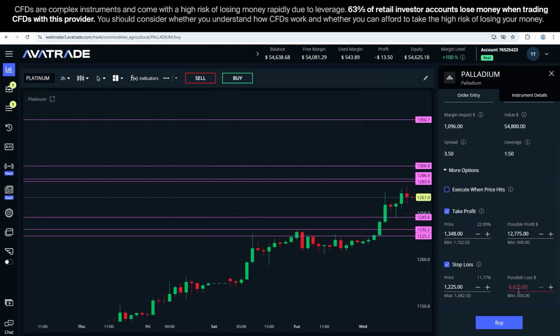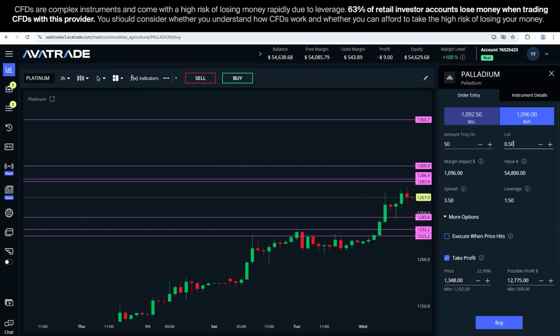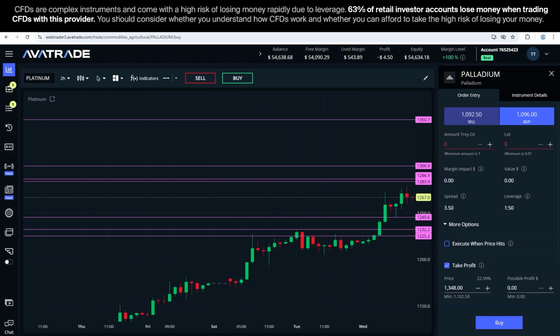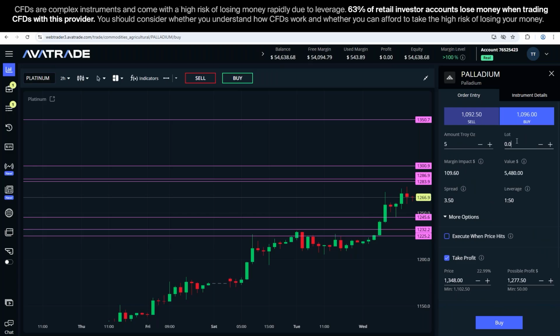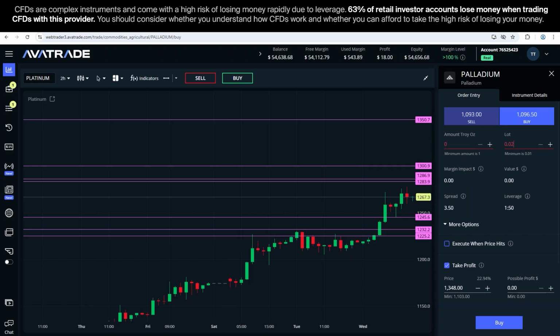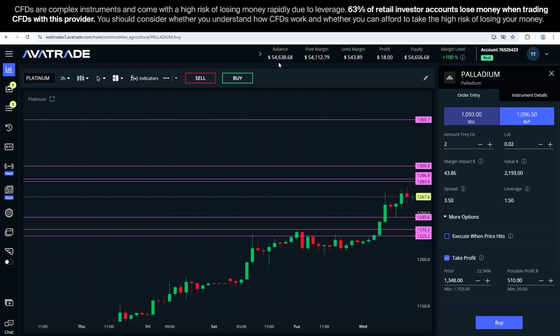And so I'm risking over 6,600, and so I just start adjusting the lot size to see the amount that would make sense for me. And I'm looking at a lot size of 0.04 to risk 1,000. 0.02 to be under 1% of my balance.